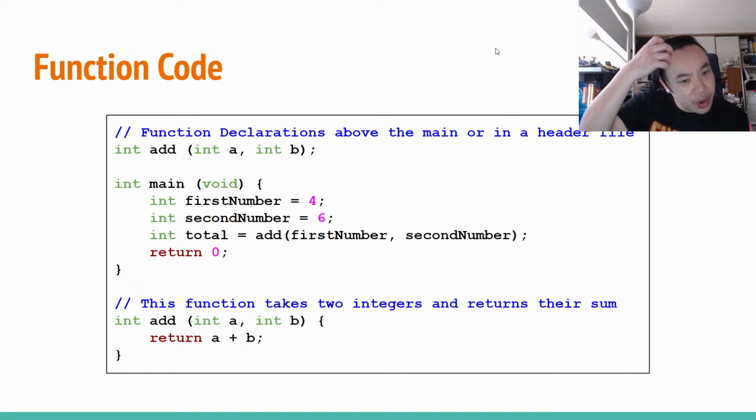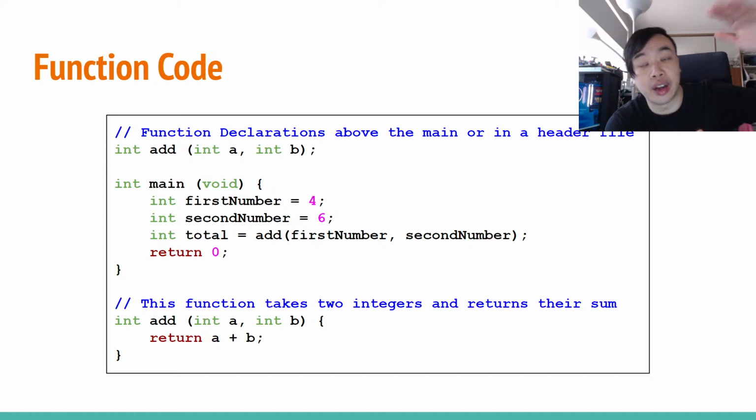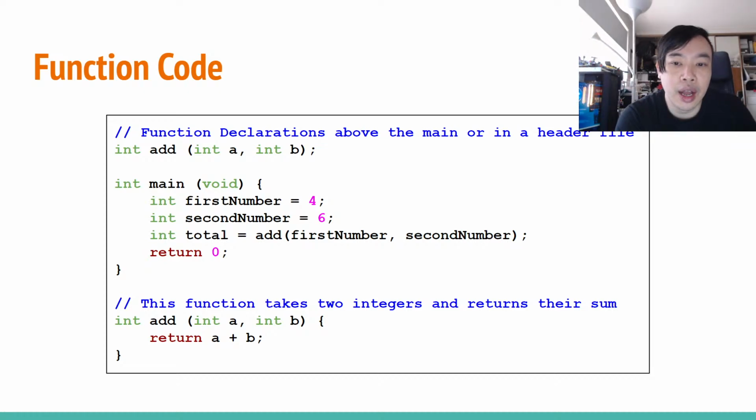So here is some function code. The basic setup we're often going to do is declare the function above the main. That declaration of the function will either be in the file it's being used in, or it might even be in another file, which is why we include header files before we run our main. So this function could be in this file or it could be elsewhere.